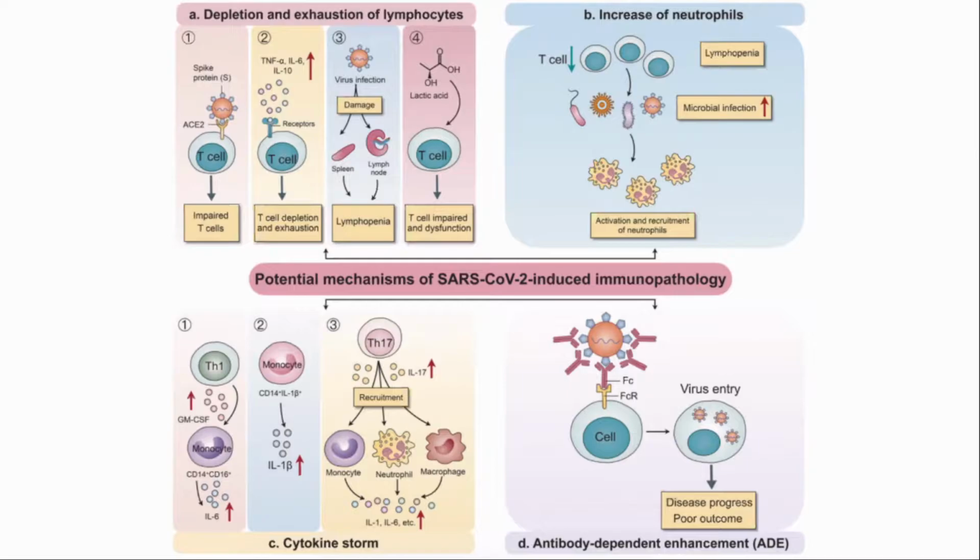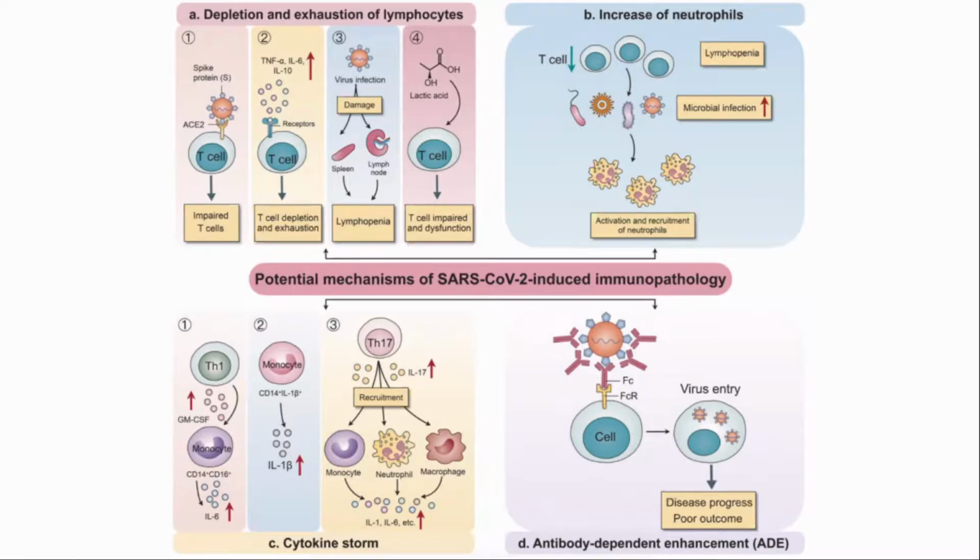Next, on the right-hand side is the increase of neutrophils. It actually comes from the lymphopenia that may lead to infections with microbes, further promoting the activation and recruitment of neutrophils in the blood.